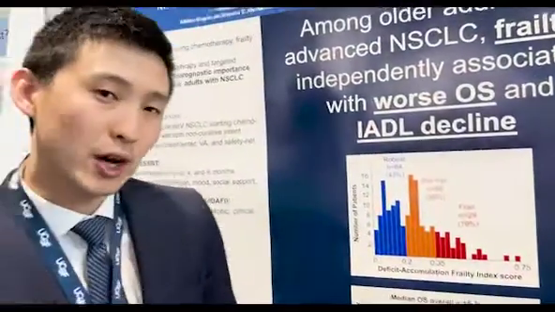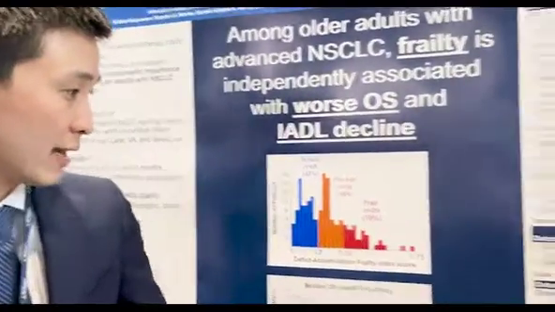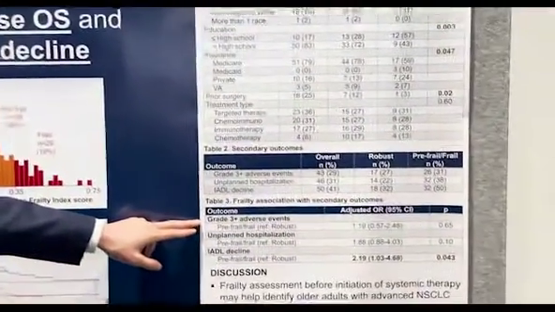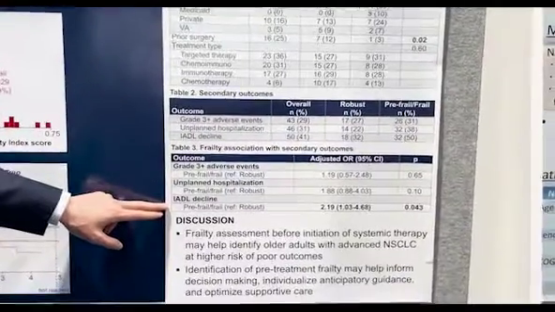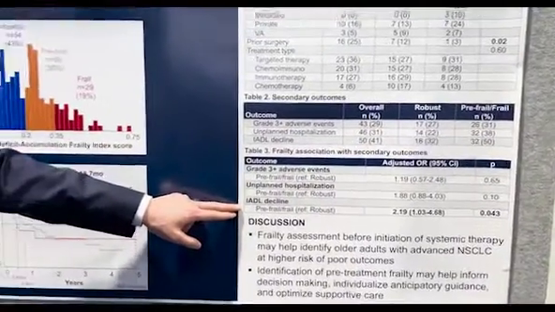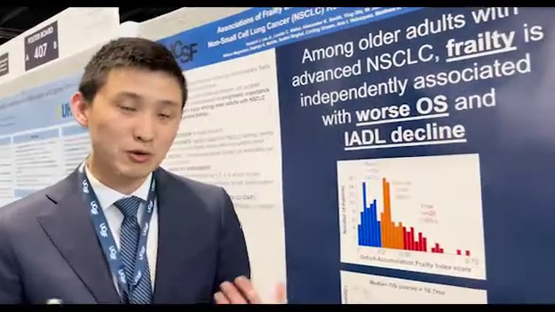And then looking at those other quality of life metrics and whether or not patients decline, we looked at whether they had more side effects, whether they had more unplanned hospitalizations, and whether they had more decline in their ability to perform instrumental activities of daily living. And what we found was that patients who were pre-frail or frail were more likely to have decline in their ability to perform instrumental activities of daily living.